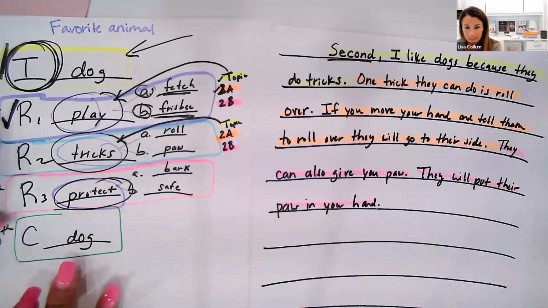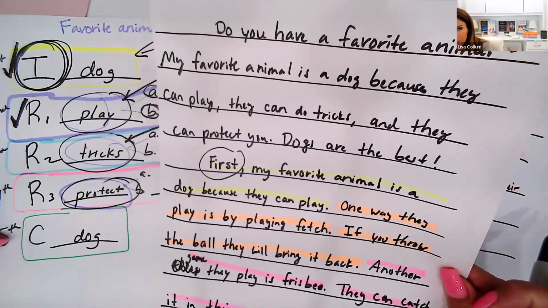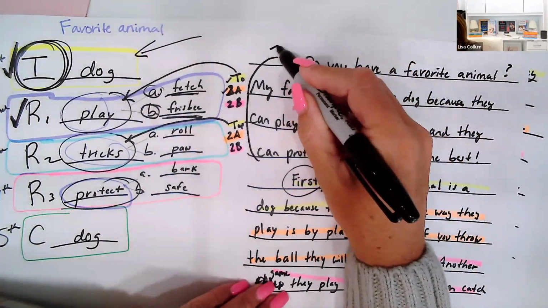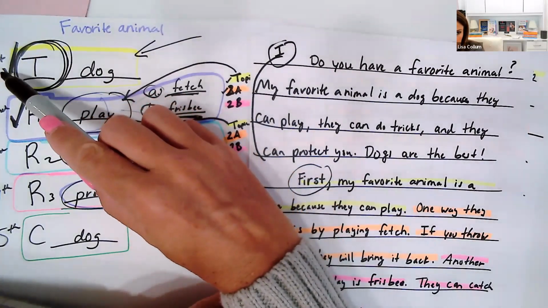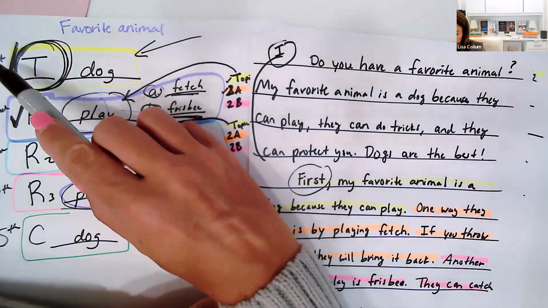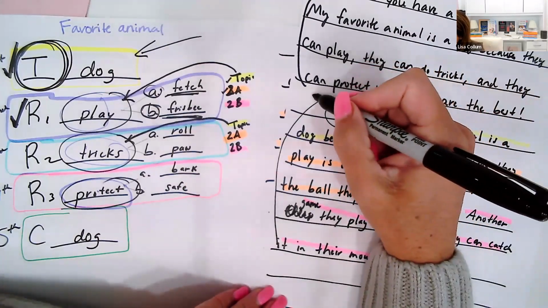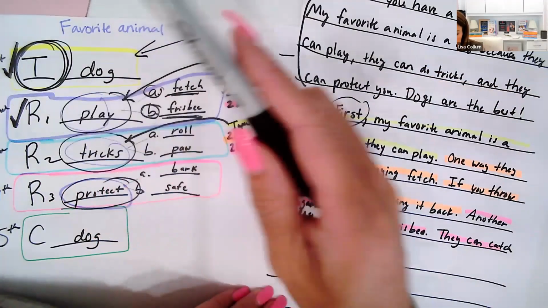I'm going to go over my planning so far. We go back to the beginning. All of this is my I paragraph. Right? So I put a check next to I. I'm done with I. Look what the marker is. All of this is my R1. I have a check next to R1 because I'm done.